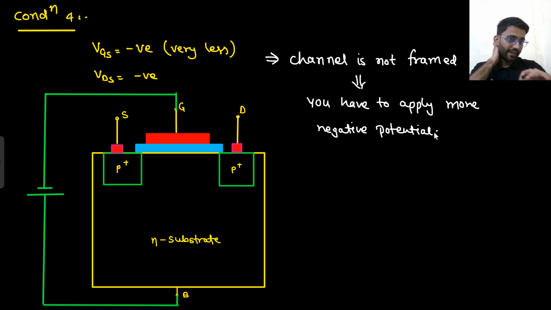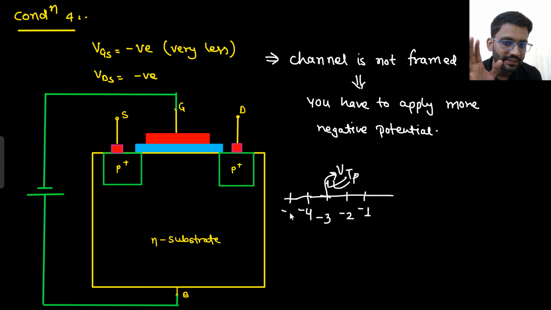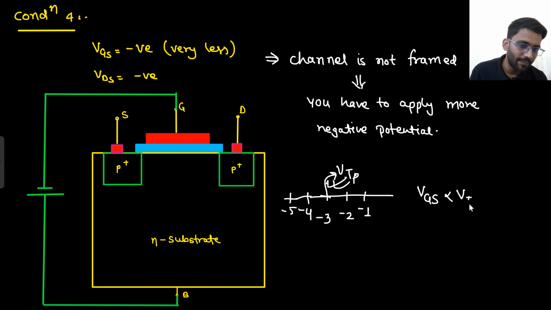If you are applying more negative potential, what will happen? The channel will start forming and the current will flow. So basically, let's assume first I am applying -1, then I have to apply -2, and let's assume if VG is -3, my current flows. So what I will write is that my VGS value should be lesser than VT for the current to flow. This is my VT, because here the current flows. This I can call VTP. So for a lesser value than this, if VG is -4, if VG is -5, the current will flow. So I will write that my VGS should be lesser than VTP.